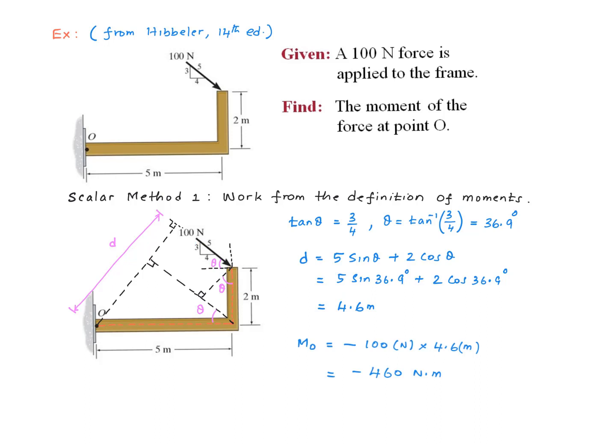And this force is going to give me a clockwise moment about point O, because it's rotating like this, and therefore I introduce a negative sign in front of the term. The magnitude of the moment is force, which is 100 Newton, multiplied by the perpendicular distance, which is 4.6 meters. So you get a value of minus 460 Newton meter for the moment of this force about point O.